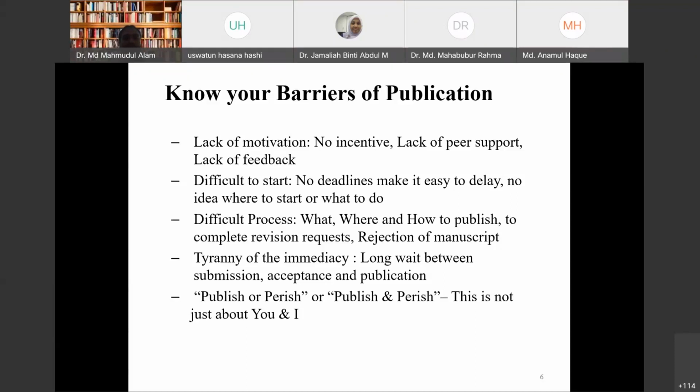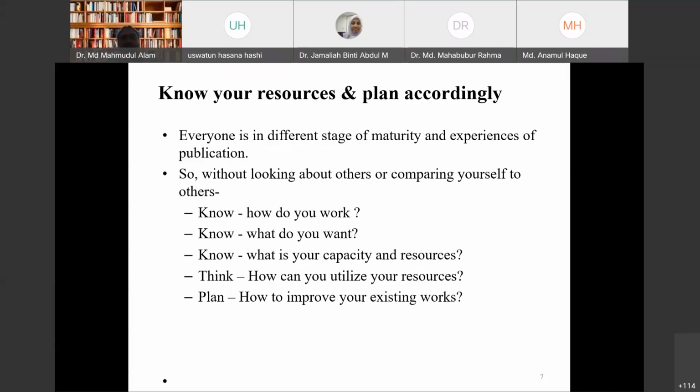Once you publish, you cannot change it anymore. It's already there, it's visible. The world is now open to everyone. You cannot hide your article. This is true for everyone, so be careful about the publications. If you publish, you cannot remove it anymore. It's finished. So it's a matter of your reputation. And then you know your resources and plan accordingly.